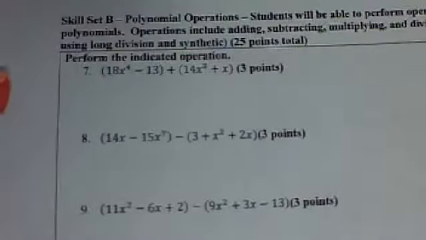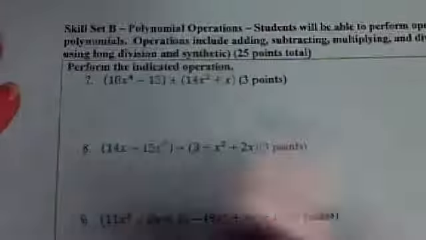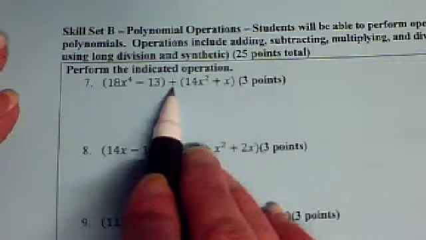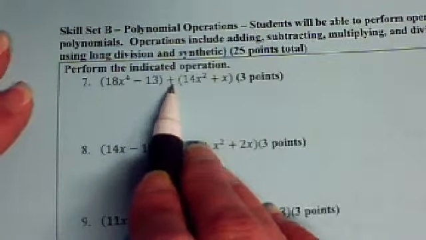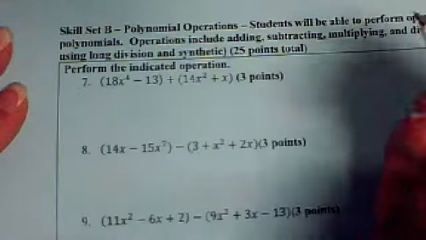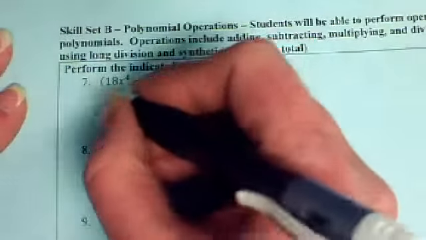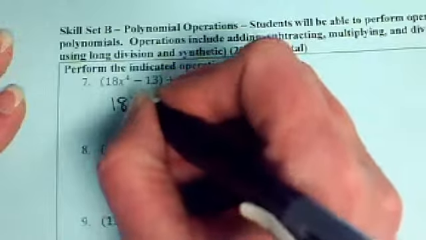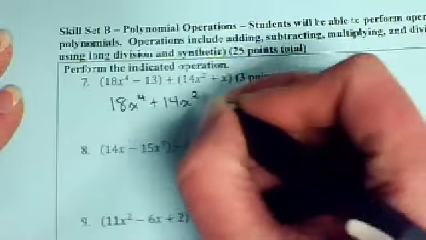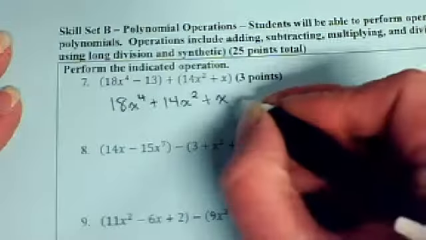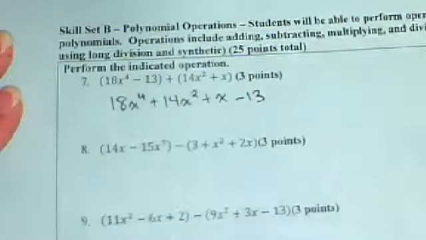The next part, skill set B, polynomial operations. These first ones, we're just adding them together. So, since it's just addition, I'm going to look for any like terms. I don't see any other 8x to the fourth. I don't see any other x squared. I don't see any other x's. And I don't see any other constants.